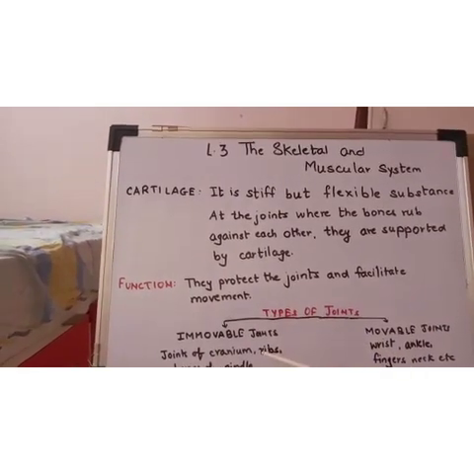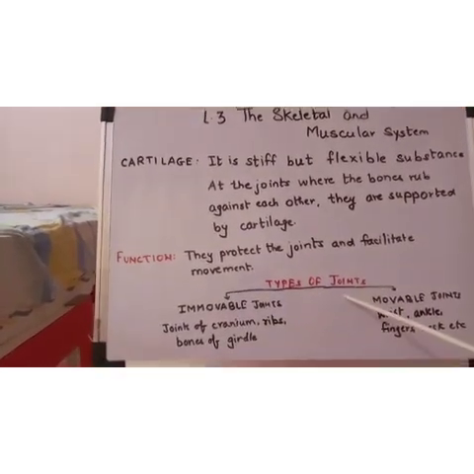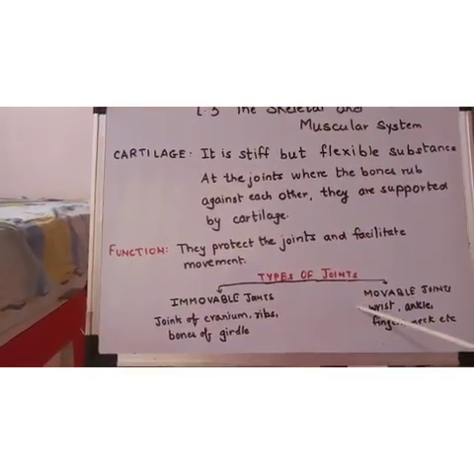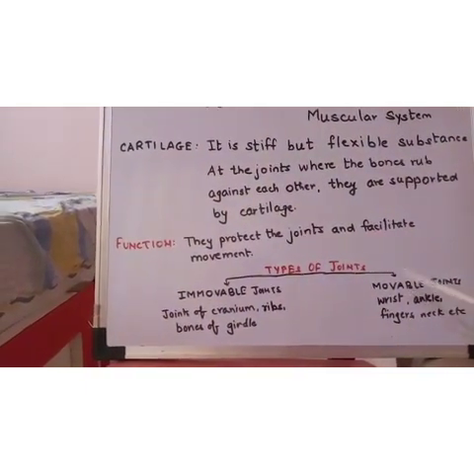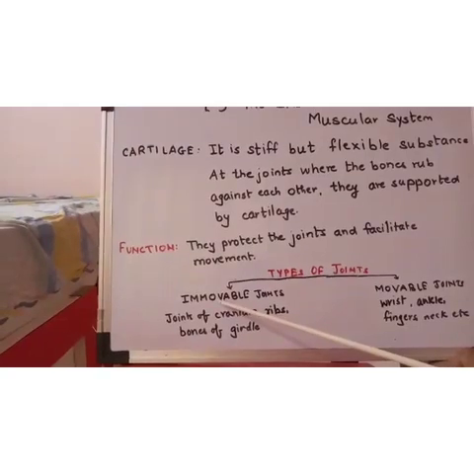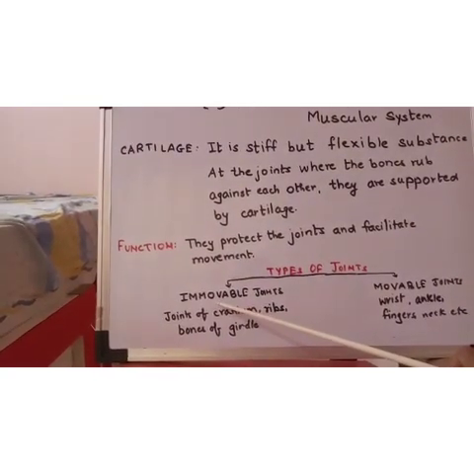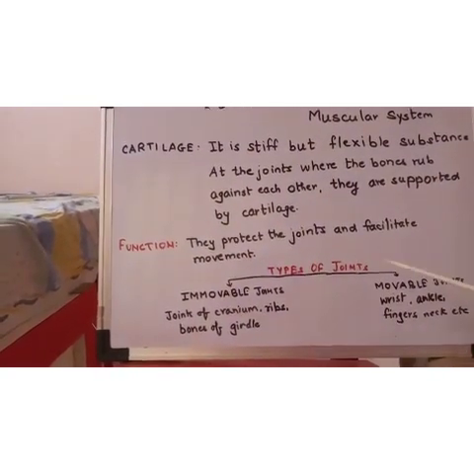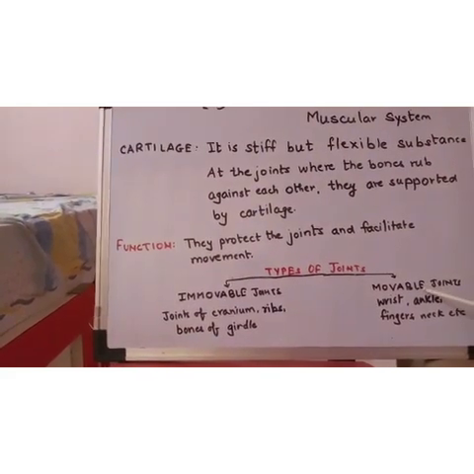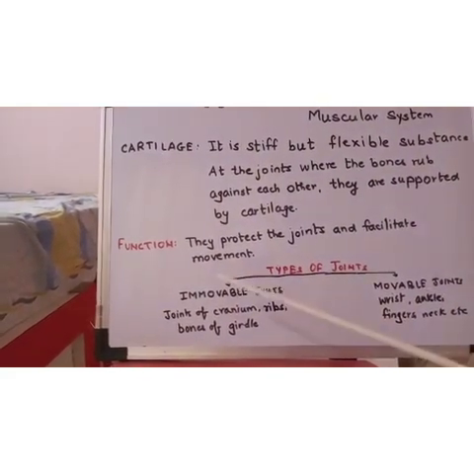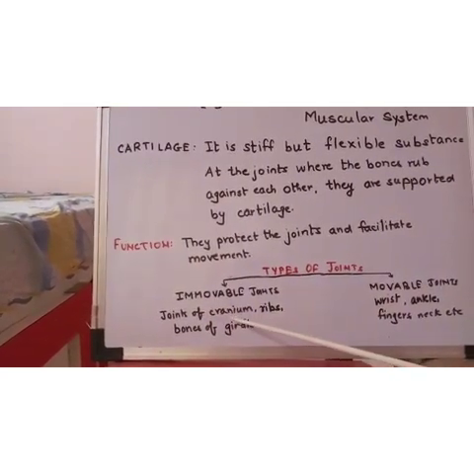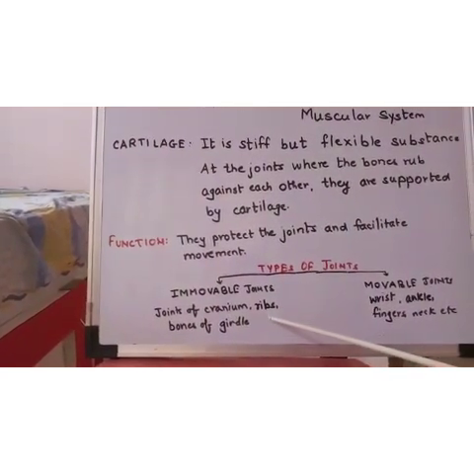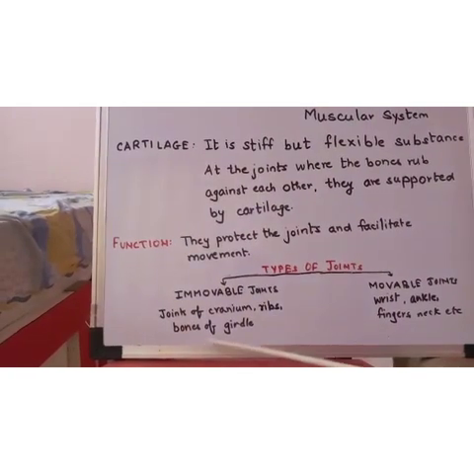Now the next part we have to study is types of joints. There are two types of joints, immovable joints and movable joints. Immovable, the word itself tells us that we cannot move these joints, while movable joints are the joints which we can move. Immovable joints are found in the cranium, that is the skull, the ribs, that is in the chest, and the bones of the girdle.